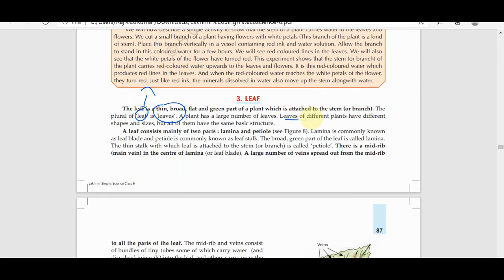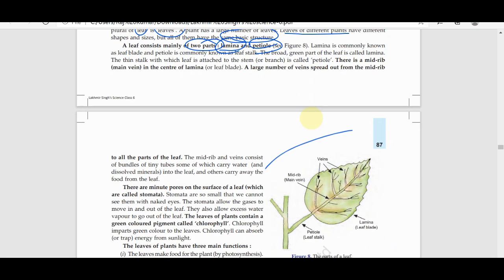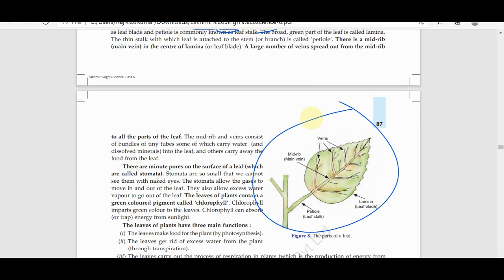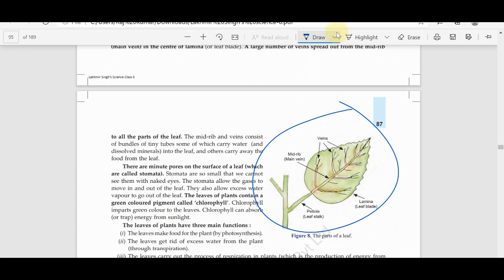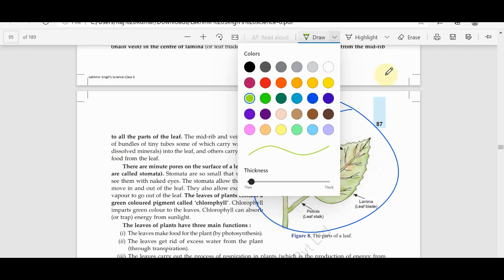Leaves of different plants have different sizes and different structures, but they all have one thing in common. What is that common thing? Their basic structure is the same. The leaf consists majorly of two parts. One is known as the lamina, second is known as the petiole. What are the lamina and what are the petioles? We will see this is the structure of the leaves, and all this green part, if I mark the green part, that will be known as the lamina.